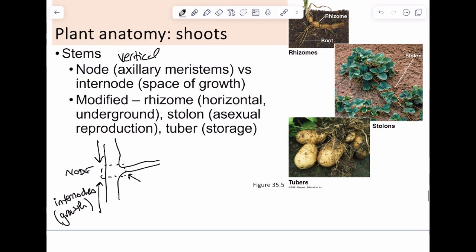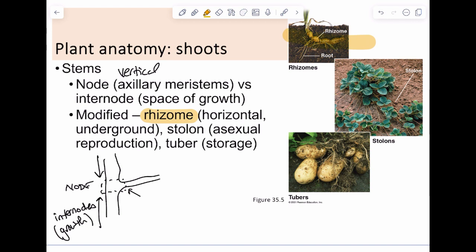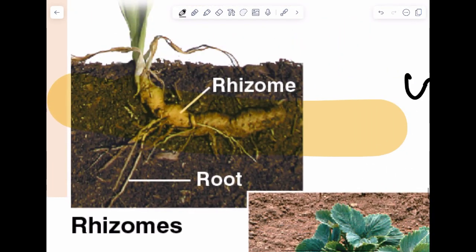What are some of these other weirdos that exist? So modified stems could include a rhizome. Rhizome is a horizontal root that's underground, such as that one there, which would be ginger. Don't doubt yourself. There's a famous relative to ginger. Horseradish. Horseradish has an even more famous relative called wasabi. If you could figure out how to grow wasabi artificially, you can make a lot of money.